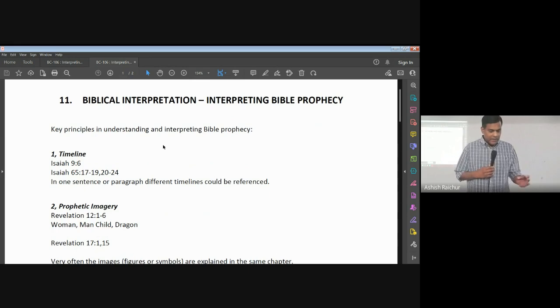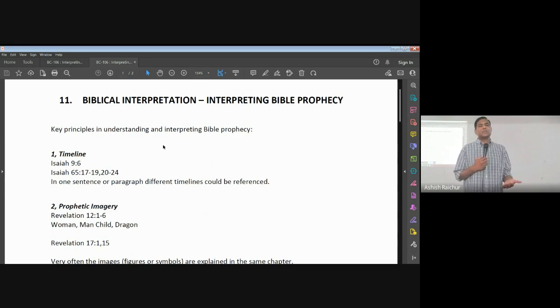He says, unto us a child is born, unto us a son is given, and the government will be upon his shoulder. And his name will be called Wonderful Counselor, Mighty God, Everlasting Father, Prince of Peace. Of the increase of his government and peace, there will be no end. Upon the throne of David and over his kingdom, to order it and establish it with judgment and justice. From that time forward, even forever, the zeal of the Lord of hosts will perform this. So, Isaiah 9, 6 and 7.